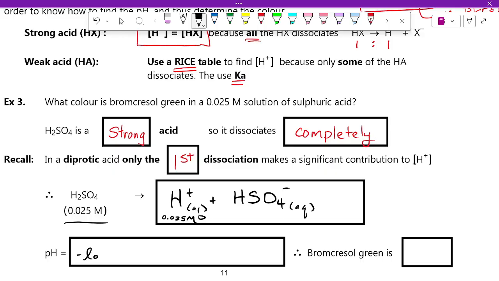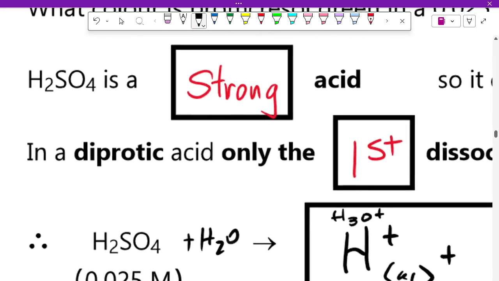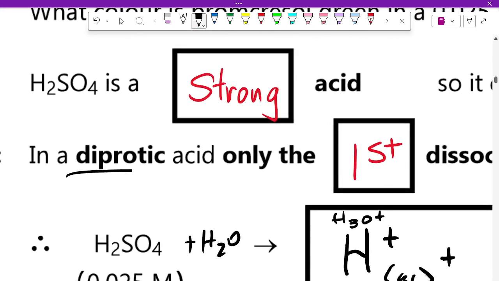H3O plus would be fine as long as you put a water there. You could totally do that and write H3O plus. Because in a diprotic acid, only the first dissociation is really important.